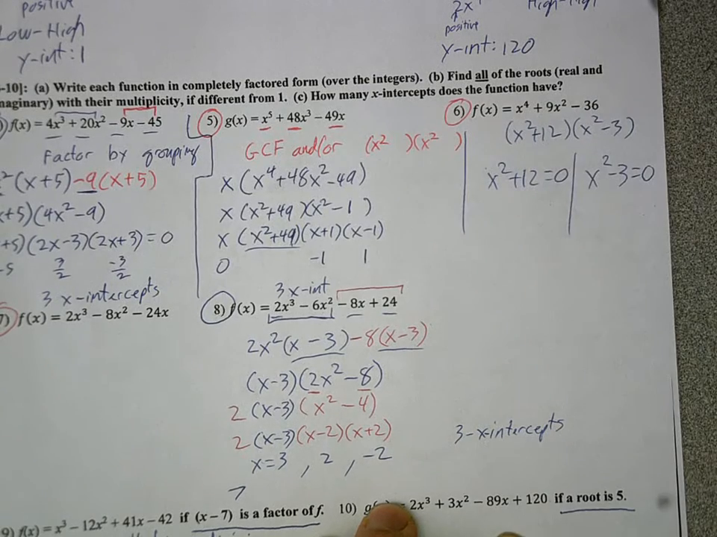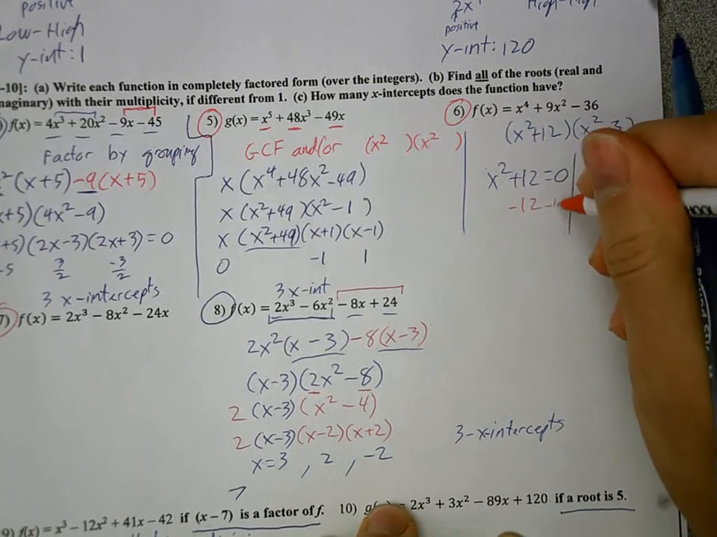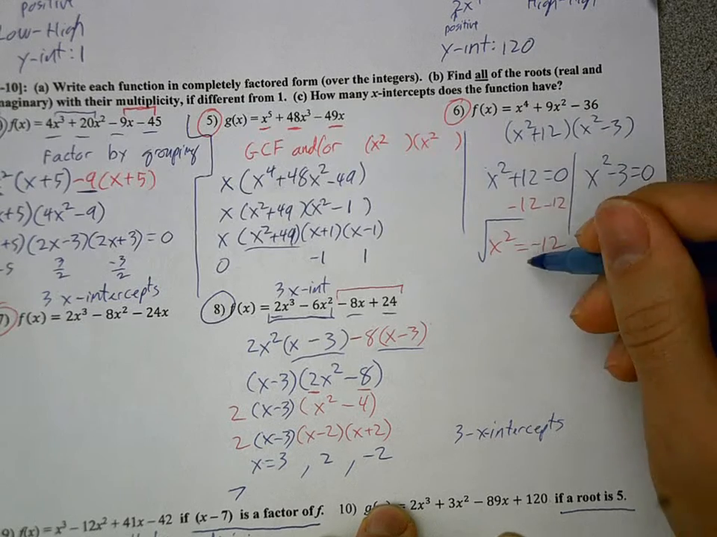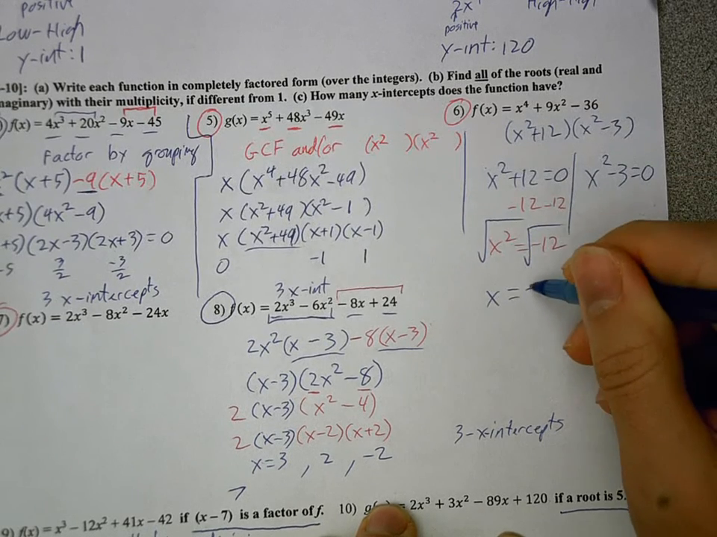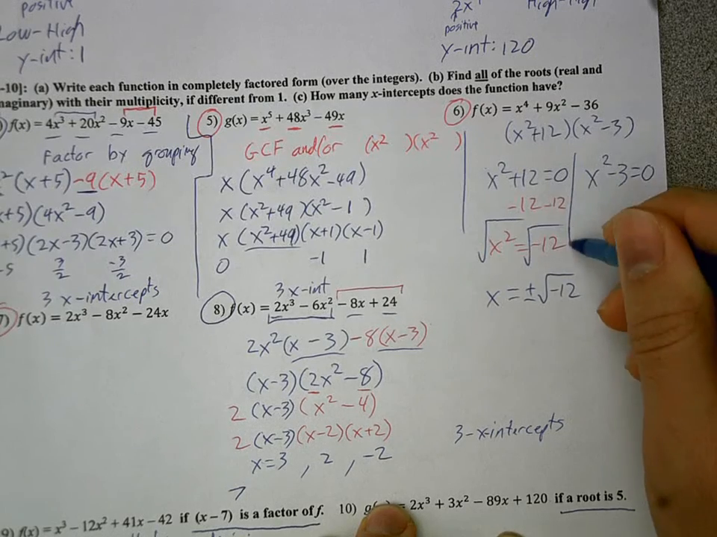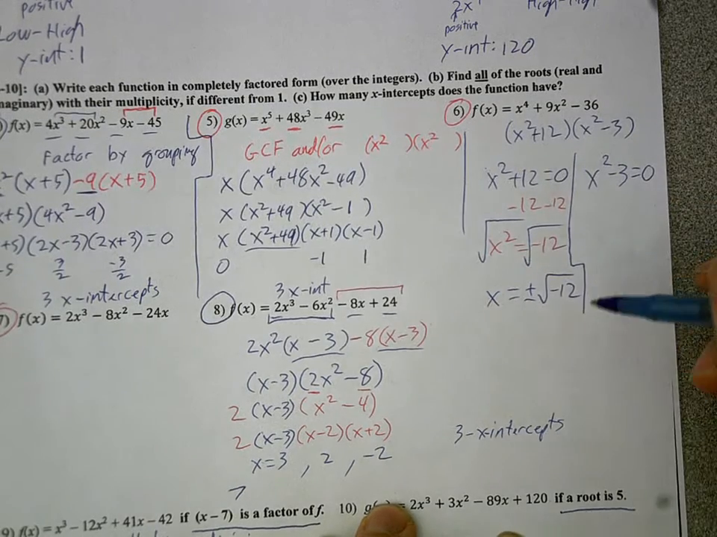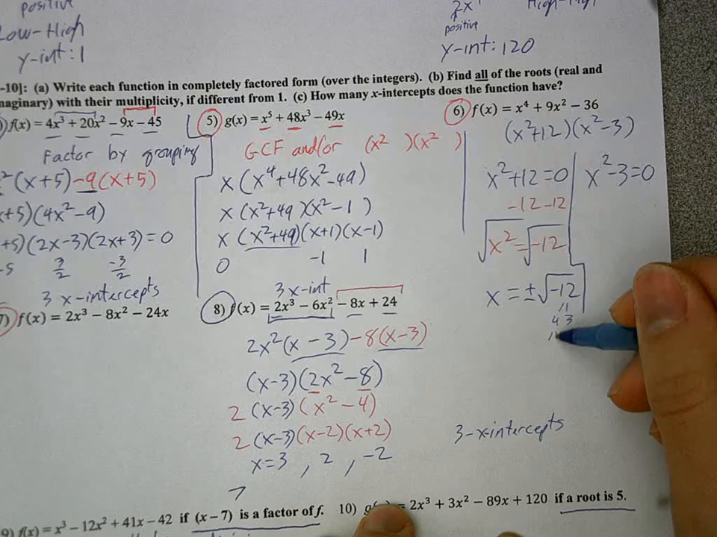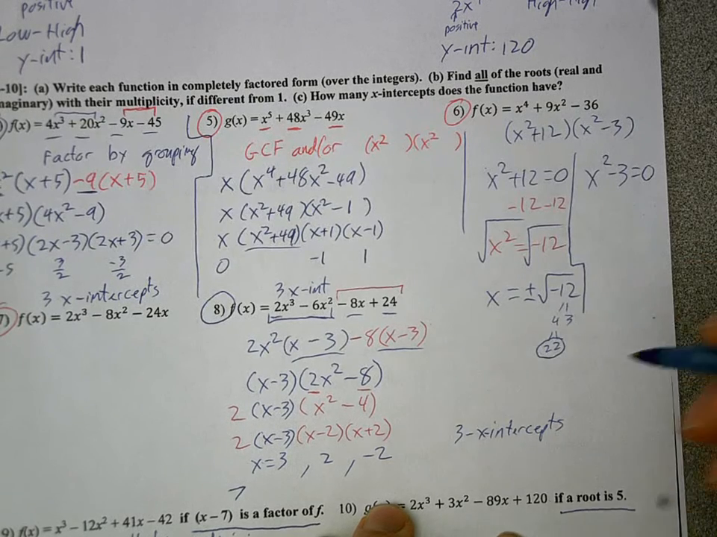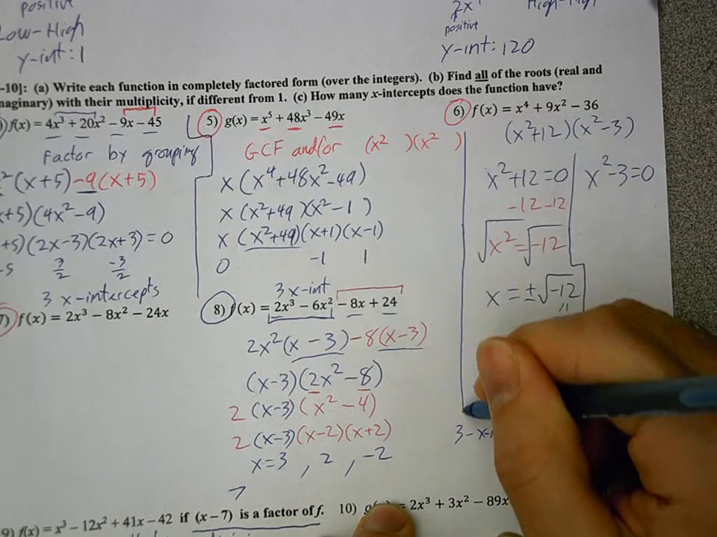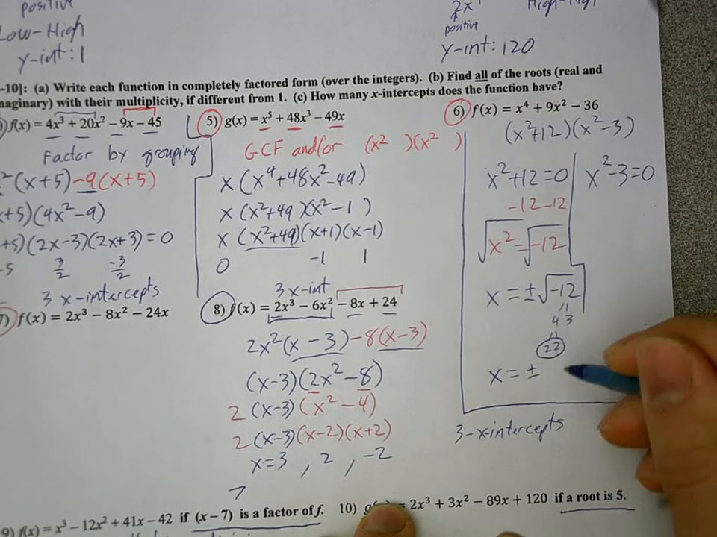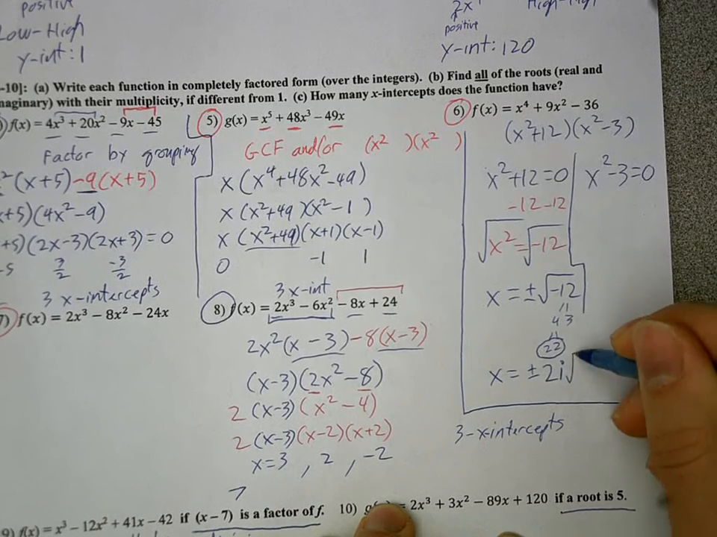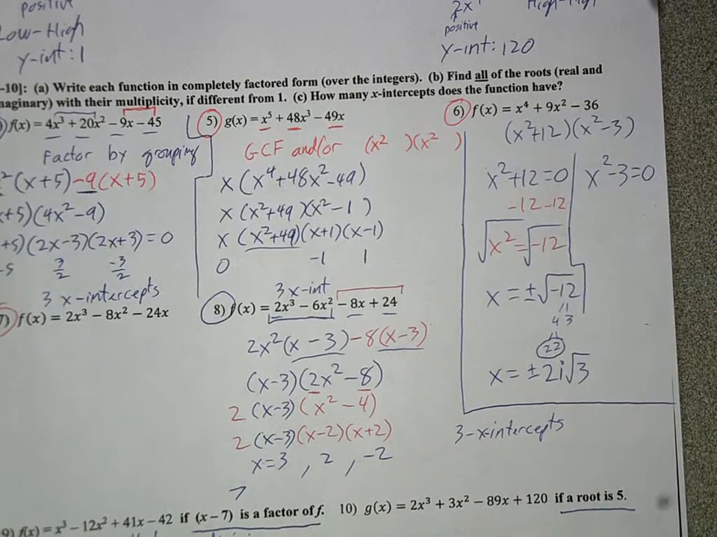This one, I can subtract 12 from both sides. X squared equals negative 12. Take the square root of both sides. X is equal to plus or minus the square root of negative 12. The square root of negative 12, well, I can factor that 12 out. 4 and 3, 2 and 2. I've got a pair of 2's. X is equal to plus or minus pair of 2's. The negative would be an i, and then a 3 left inside. Is everybody okay with that?